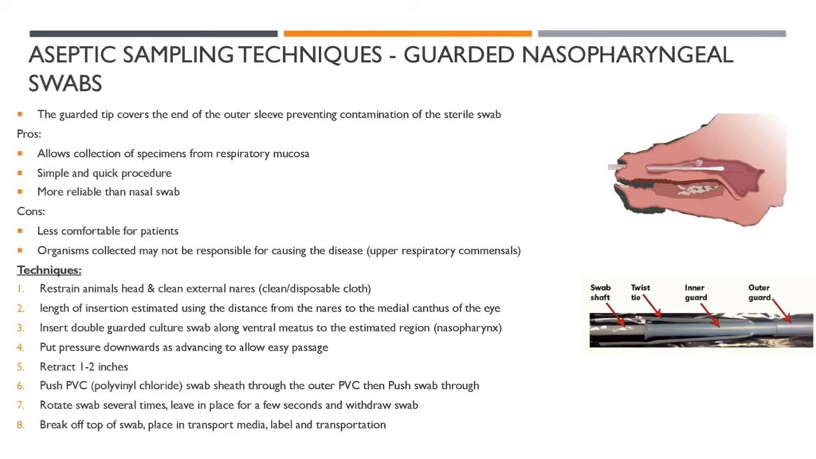Next, a double-guarded culture swab is pushed into the nose along the ventral meatus to the estimated region, which is the nasopharynx. Pressure is placed downwards while advancing to allow easy passage. The guarded culture is then retracted 2 inches. This allows the polyvinyl chloride, or PVC, swab sheath to be pushed through the PVC. Then the actual swab can be pushed through. This swab is then rotated several times, left in place for a few seconds, then withdrawn. Lastly, the top of the swab is broken off, placed in transport media, labelled, and transported to the appropriate location.